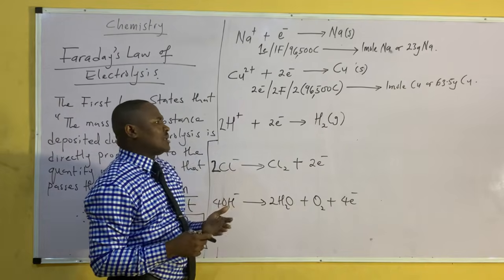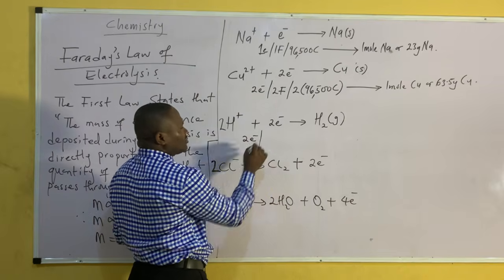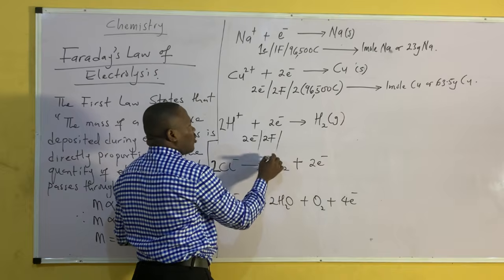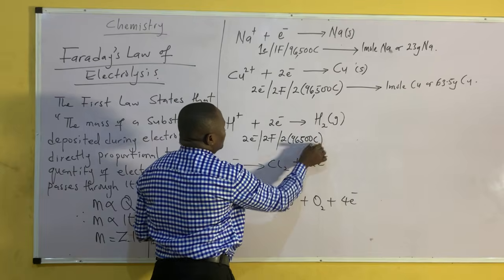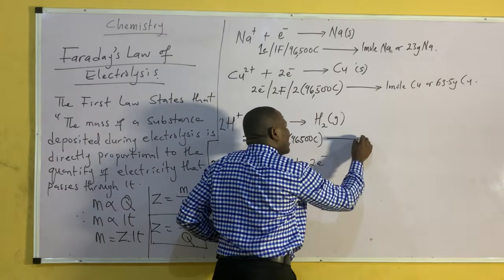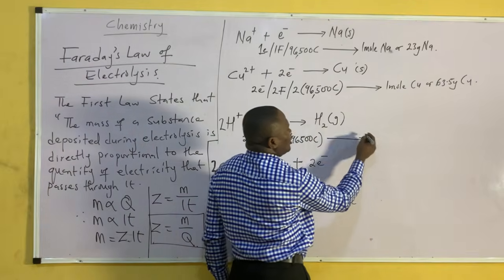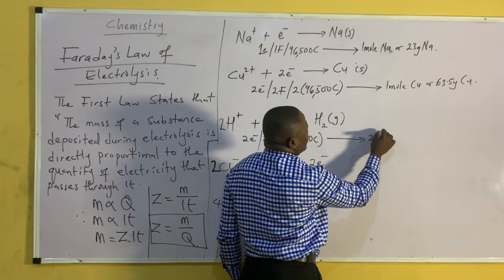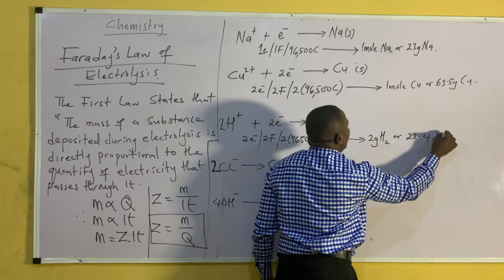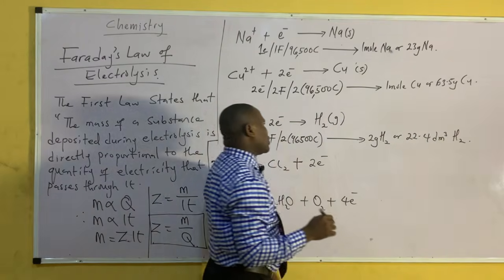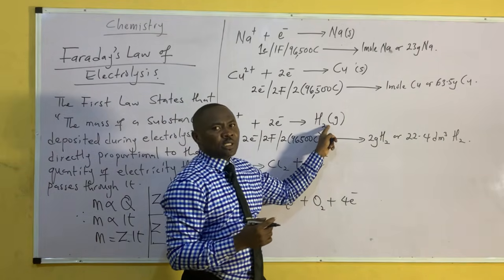Now, how could I explain this? This can be explained by saying 2 electrons or 2 Faraday or 2 bracket 96,500 coulombs of electricity is required to deposit, now remember, this can be in grams or a gas, 2 grams of hydrogen gas or 22.4 dm cube of hydrogen gas. So this could come as a gas or as a mass because hydrogen is a gas.